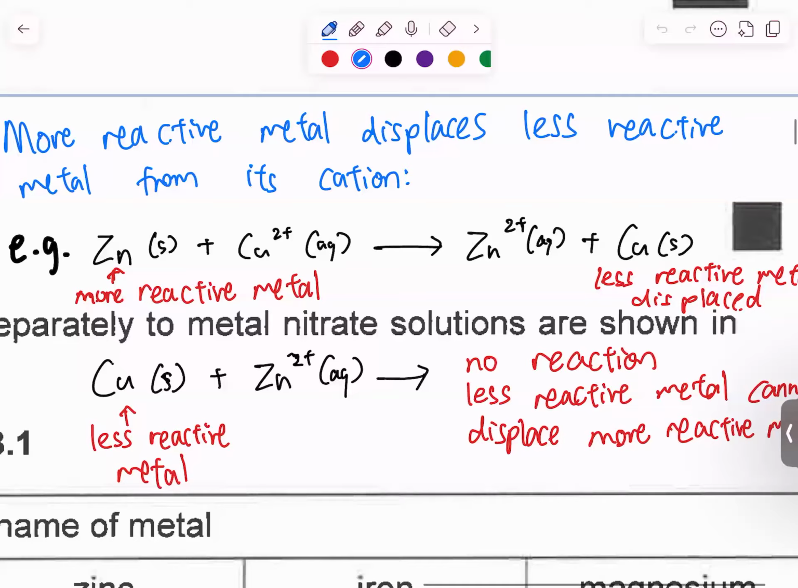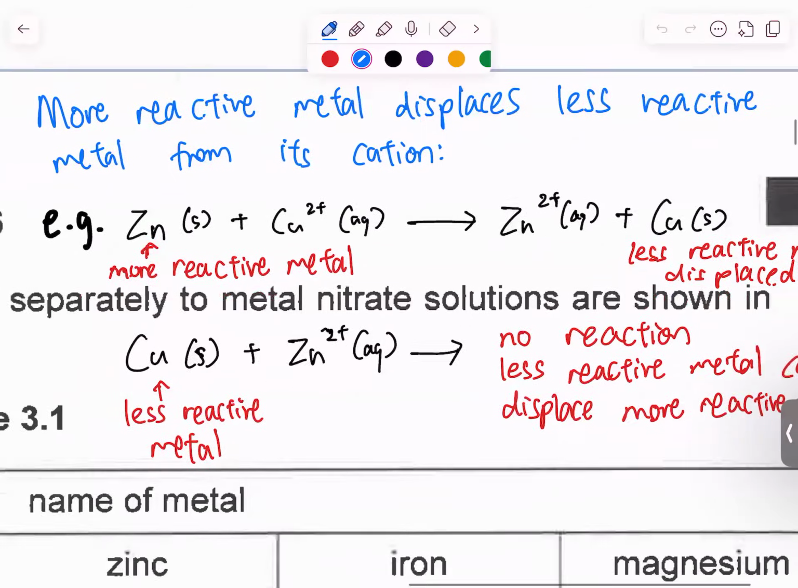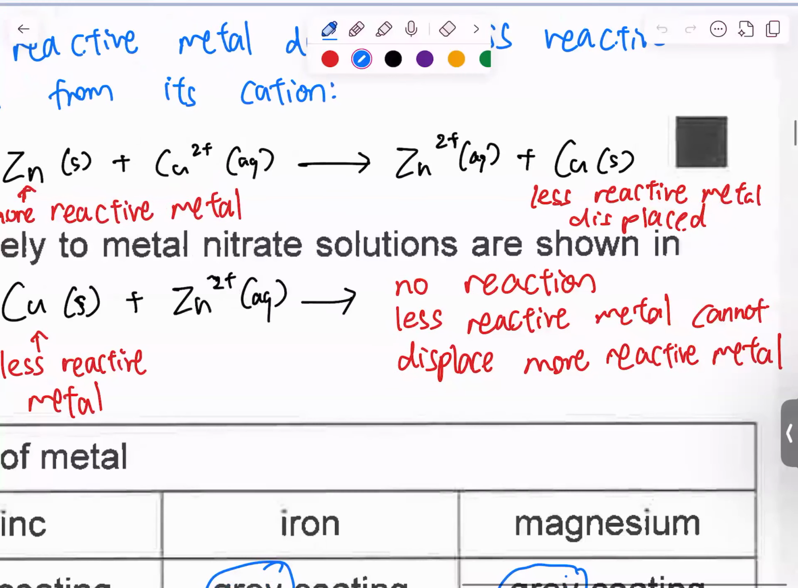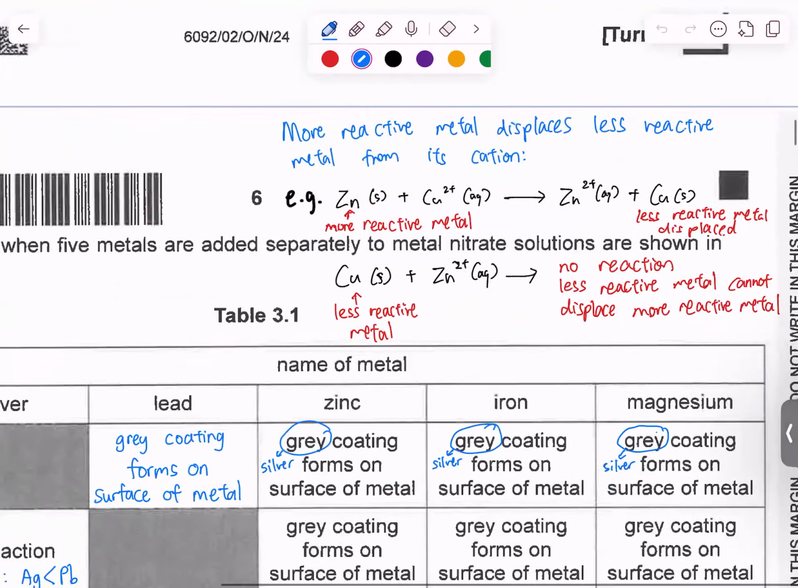But can things happen the other way around? No, because the less reactive metal will not be able to displace the more reactive metal. So in this case, copper, being the less reactive metal, will not be able to displace zinc out of Zn2+. Okay, so these are the essential concepts.